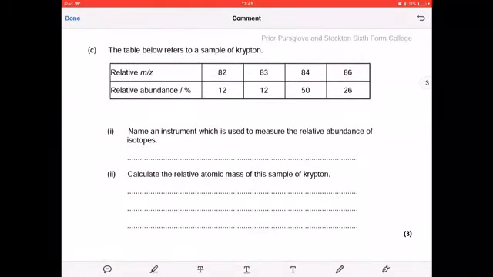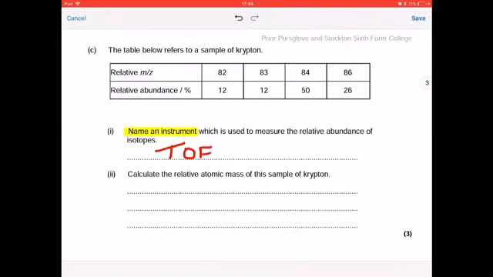Moving on to the mass spectrometry question. Basically, it says name the instrument here. Everyone hopefully should have known time of flight mass spectrometer is what is used to measure the abundance of isotopes. You could have alternatively just said mass spectrometer and you would have still got the same mark.